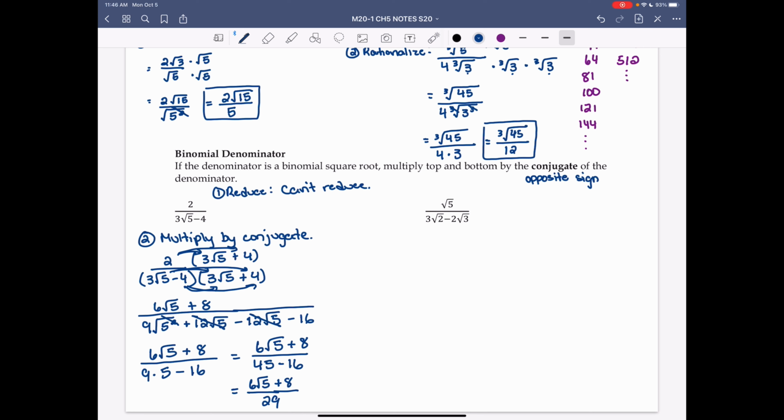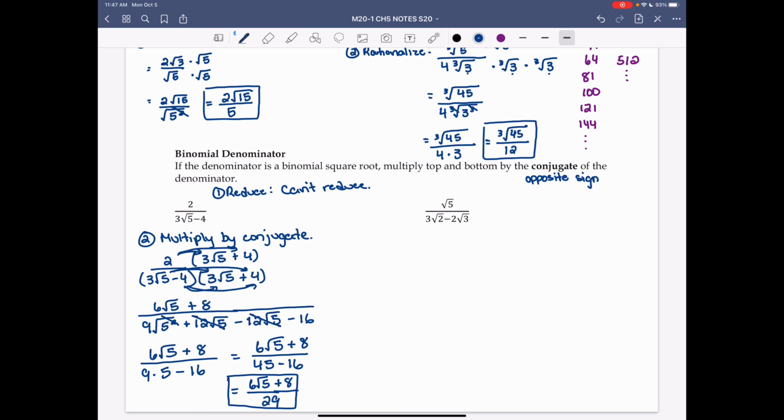And then we look at our numeric coefficients. We have 6, 8, and 29. Is there a common factor? No, we don't have a common factor there. So that's as simplified as we can get. 6 square root 5 plus 8 over 29.